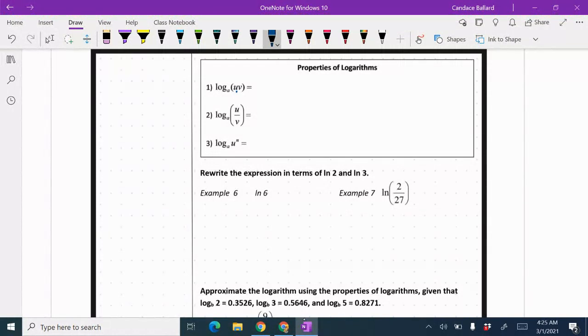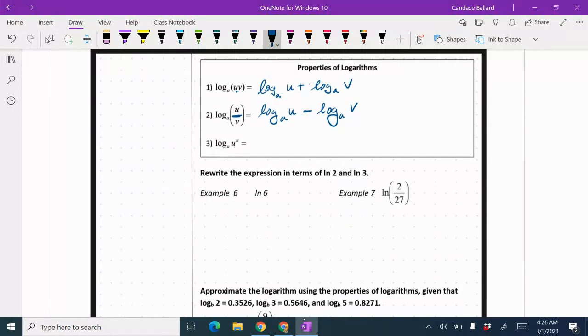So we would rewrite that as log. Since we had the base A, we're going to use the base A of u plus log base A of v. So multiplication turns into addition, okay? When we are dividing, log base A of u minus, so division turns into subtraction, log base A of v. Again, I've got a horizontal here, it turns into a horizontal.